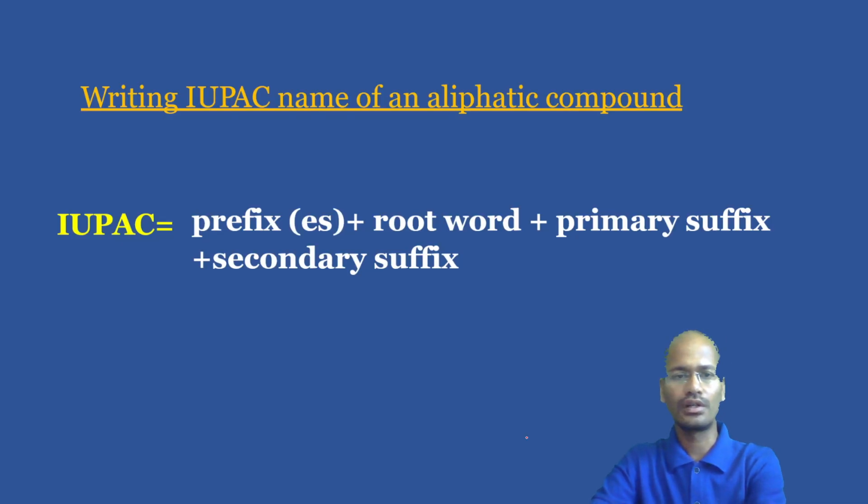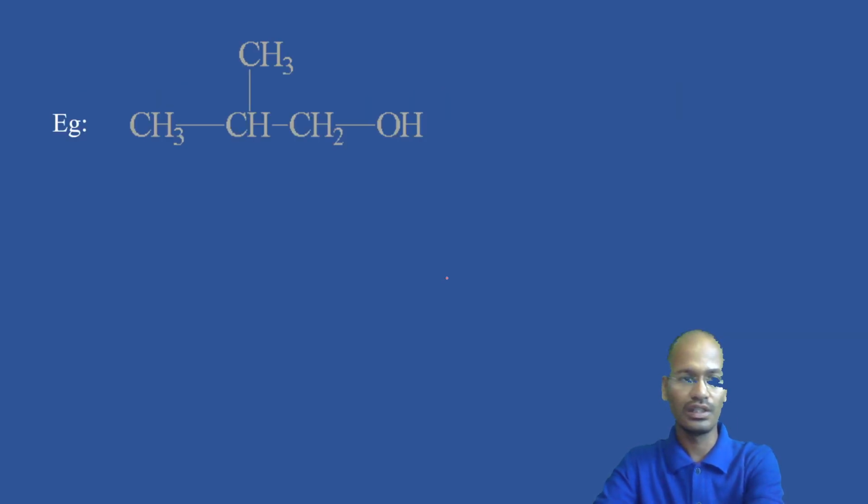So ultimately, writing of the IUPAC name will be of multiple prefixes if they are there, or else one prefix followed by a root word and then a primary suffix plus a secondary suffix. So if we add these four parts, we'll get our perfect IUPAC name for an aliphatic compound. So let us see examples.